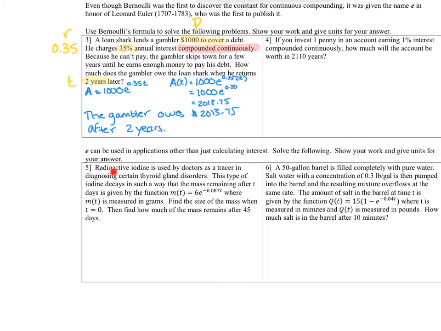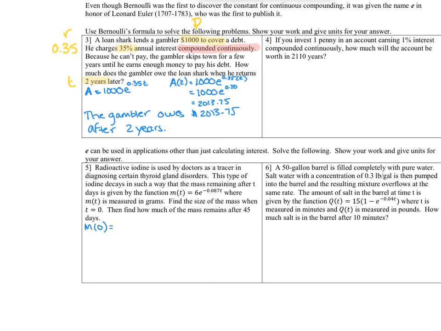Problem number 5 says radioactive iodine is used by doctors as a tracer in diagnosing certain thyroid gland disorders. This type of iodine decays in such a way that the mass remaining after t days is given by this function right here. So we're actually already given a function where m of t is measured in grams. Find the size of the mass when t equals 0. So this is when our time equals 0, like when we start our time. Then find how much of the mass remains after 45 days. Now we're plugging in our days and seeing what this means. For this one, we're going to have two equations.